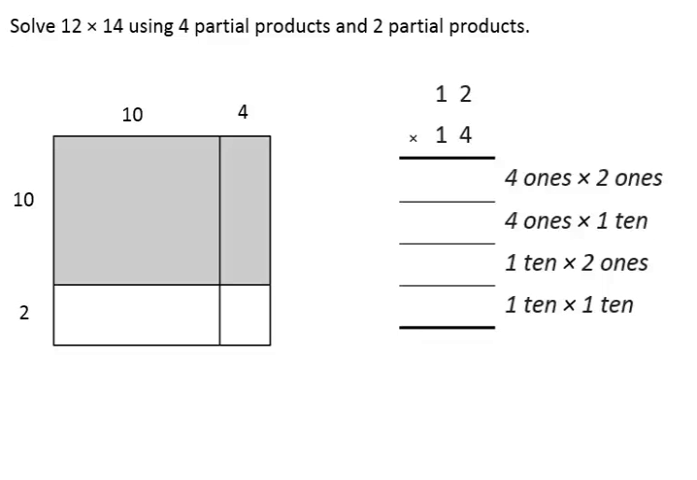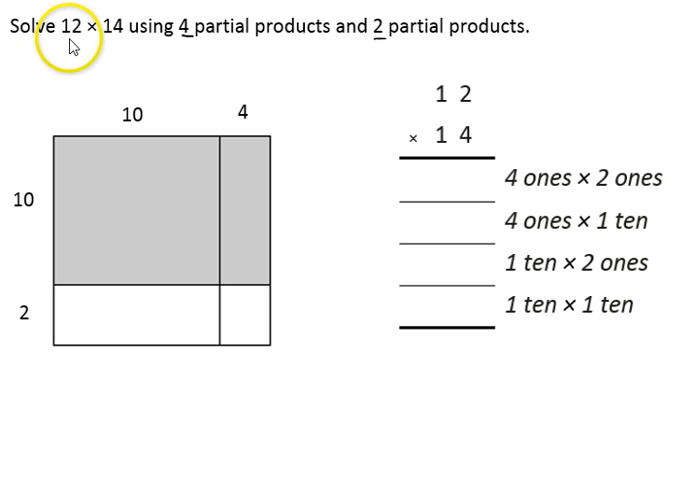This tutorial is for 4th grade, Module 3, Lesson 37. In this lesson, we will continue to use the area model of multiplication to multiply two-digit numbers. The directions say solve 12 times 14 using 4 partial products and 2 partial products. I'm going to start by showing the 4 partial products method.